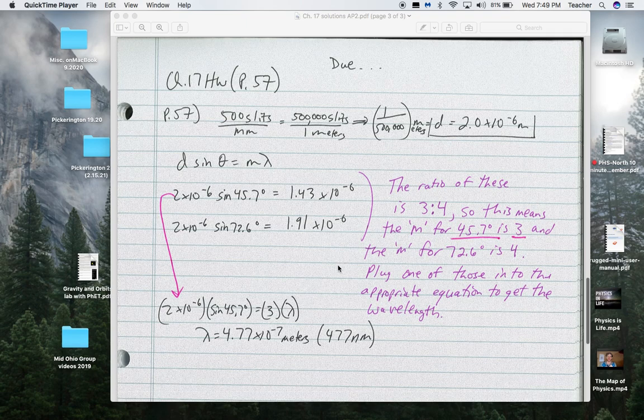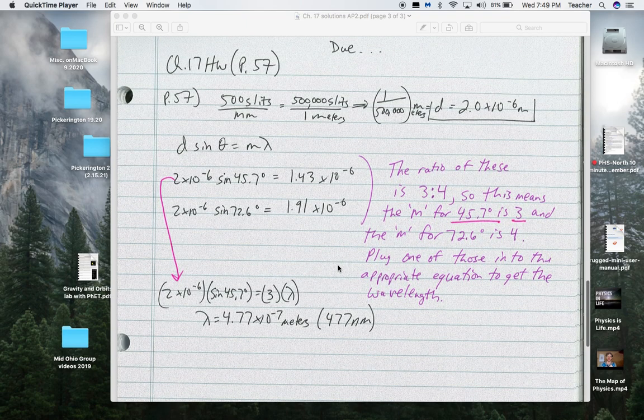The last one, number 57, gives me how many slits there are per millimeter, and I need to figure out the distance in between those slits. So I immediately convert that to slits per meter, and then I take the reciprocal of it to get that distance, which is 2 times 10 to the negative 6 meters.